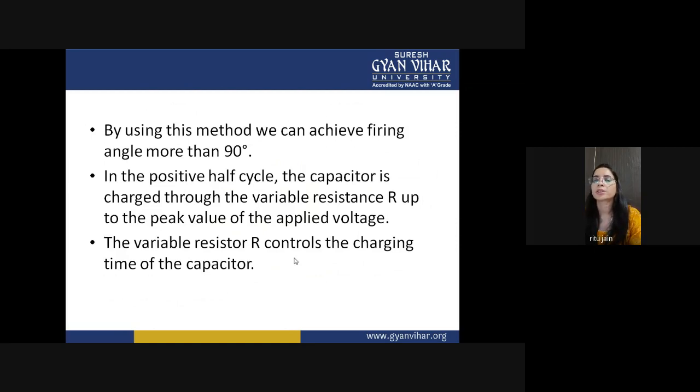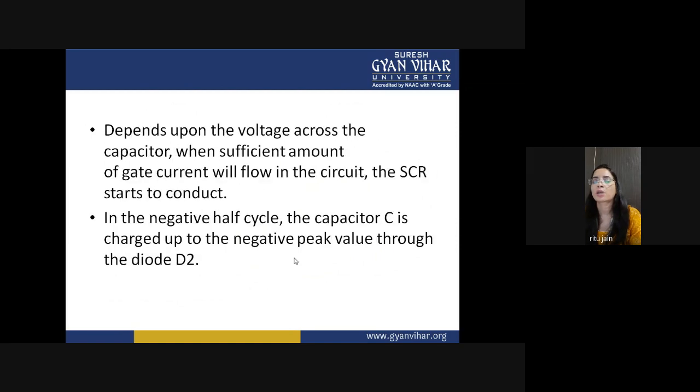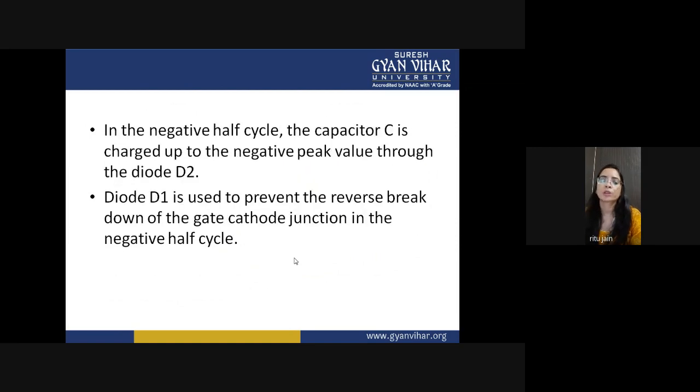So the variable resistor R controls the charging time of the capacitor. For positive half cycle, the capacitor is charging through diode D1. For negative half cycle, the capacitor is charging through your diode D2. So in the negative half cycle, the capacitor C is charged up to the negative peak value through the diode D2. So diode D1 is used to prevent the reverse breakdown of the gate cathode junction in the negative half cycle.